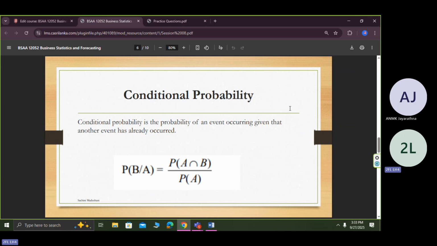That is the difference between joint and conditional probability. Understood? Okay, then here we can find the probability of one particular event. At that time, another event has already occurred. That is what we call conditional probability. We can find the probability of one particular event, given that another event has already occurred.